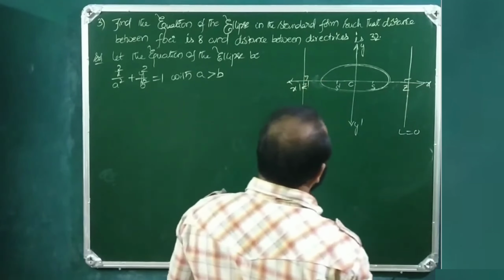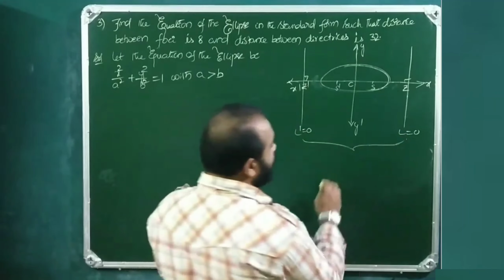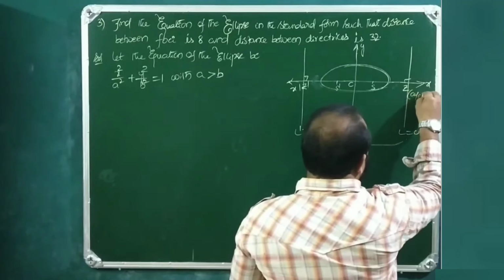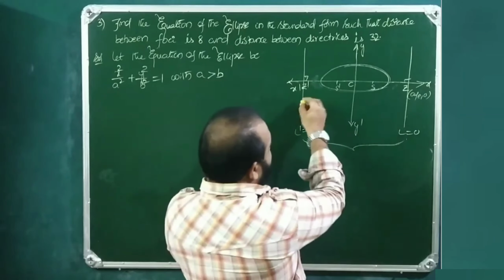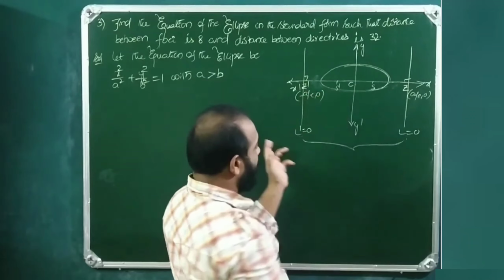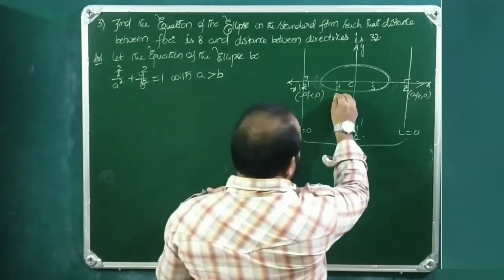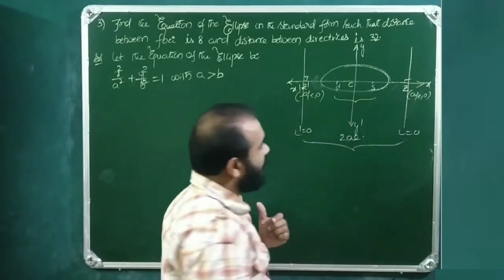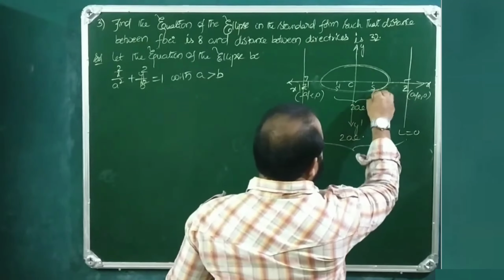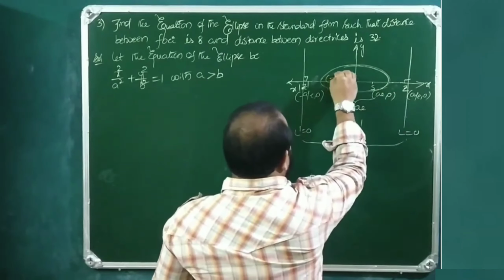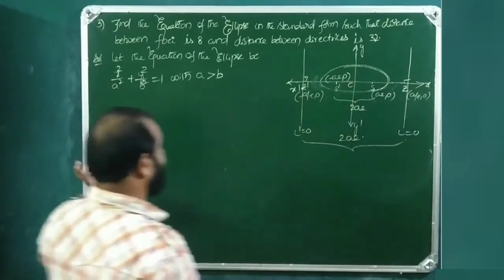Now, the distance between the directrices: this is A by E comma 0 from the center, and this is minus A by E comma 0. Totally this is 2A by E. And as we have discussed earlier, the distance between the foci is 2AE. This is AE comma 0 and this is minus AE comma 0. So this is the data given.